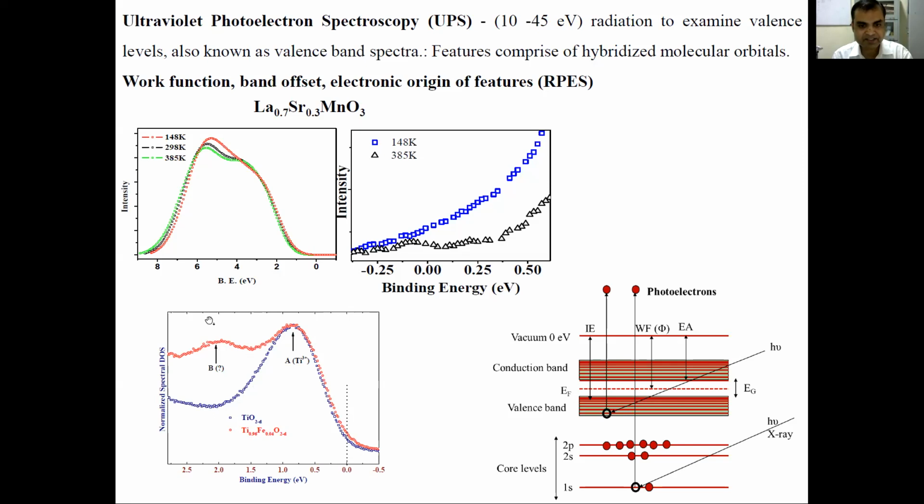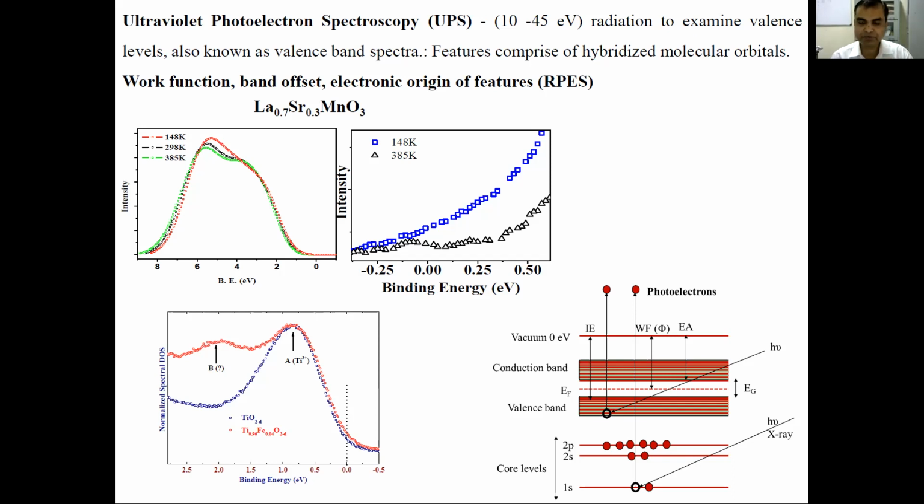To really understand that aspect, one has to do resonant photoemission spectroscopy, which I will talk about in detail a little bit later. But before going into those details, I will briefly talk about what other measurements one can do using this ultraviolet photoelectron spectroscopy. One can get an idea of the work function.